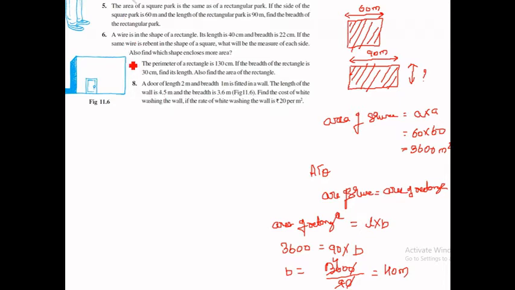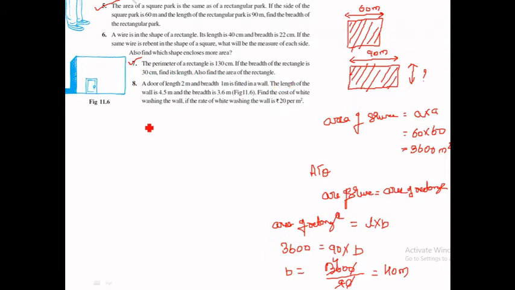Okay. Next we come to question number 7. Question number 5 done. Question number 7 says the perimeter of a rectangle is this much, and the breadth of the rectangle is this much. Find the length and also find the area of the rectangle.